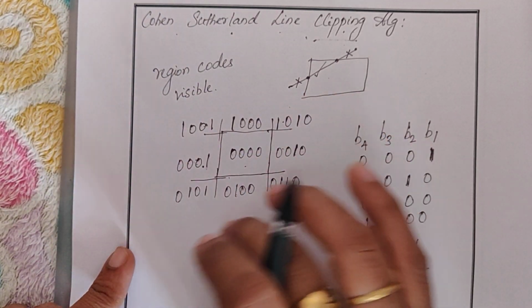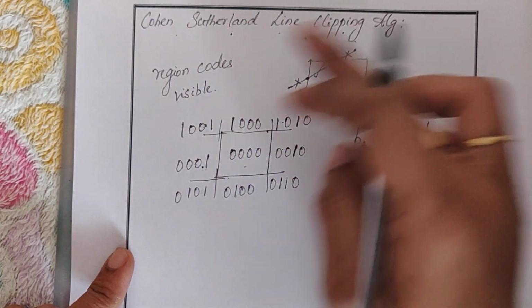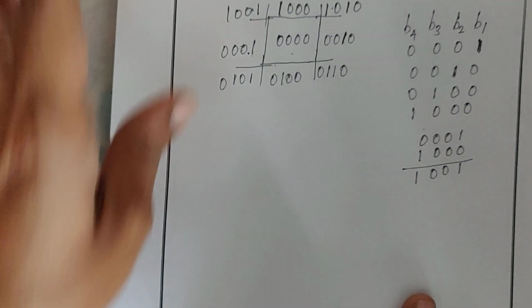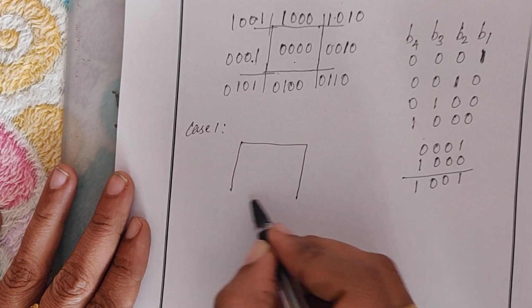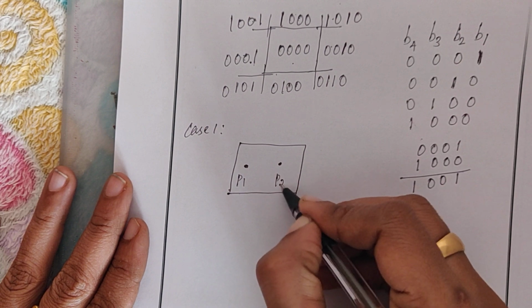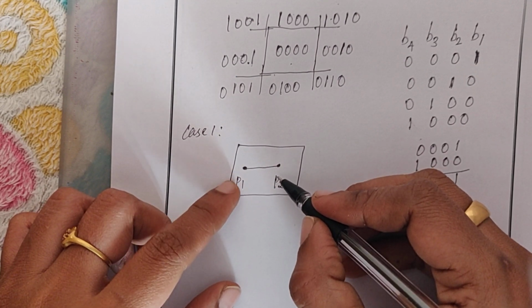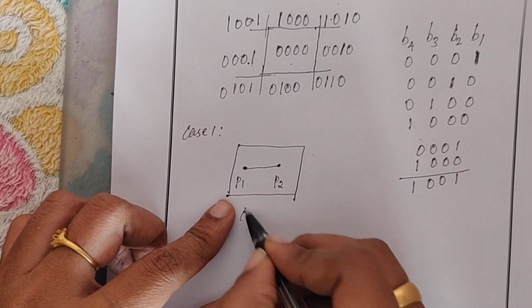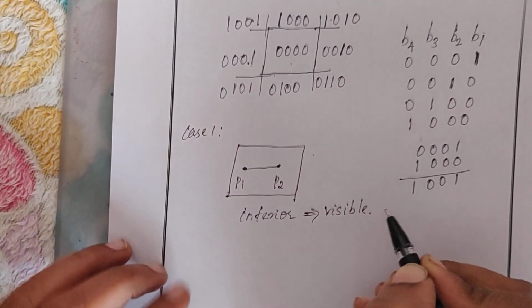So using these region codes, the Cohen-Sutherland line clipping algorithm finds the visible part of my line. Here I have 3 cases. Suppose my line is like this. You all know that to draw a line, I need only 2 endpoints. So the first endpoint I'll take as P1, the second as P2. I have drawn a line, and both endpoints of the line lie inside the clipping region. So the line is interior, and the line should be made visible in this case.